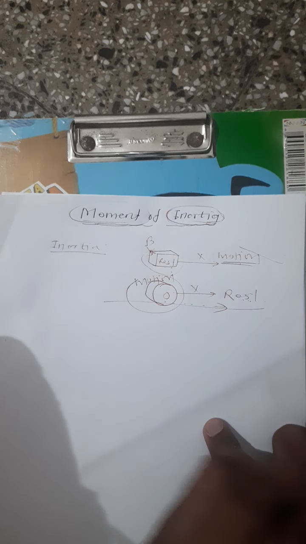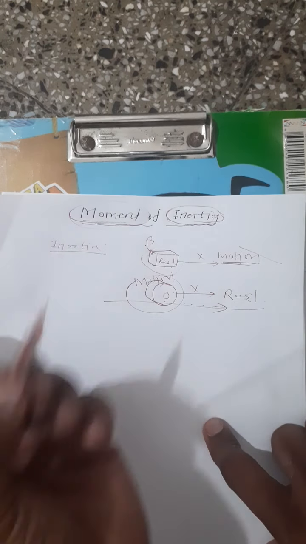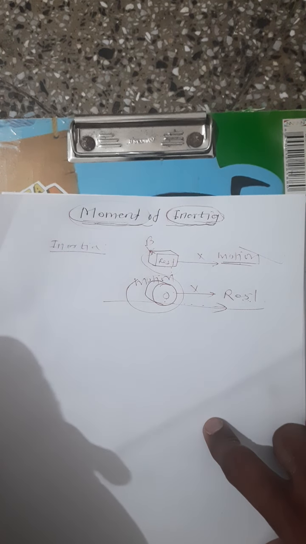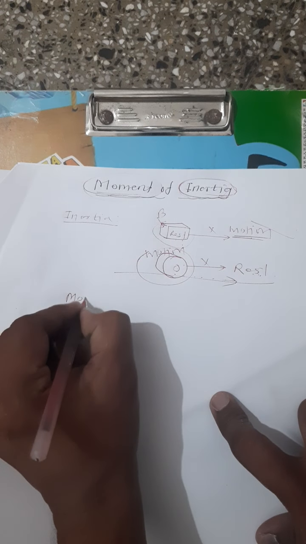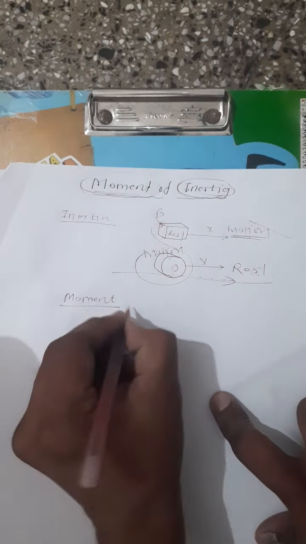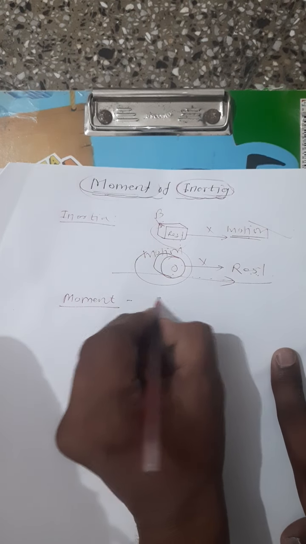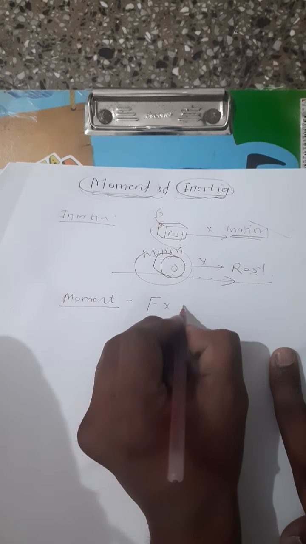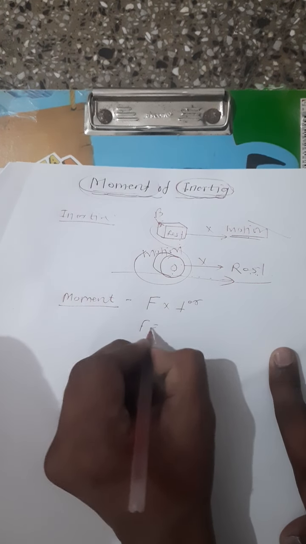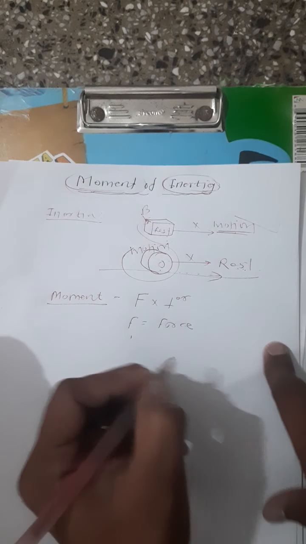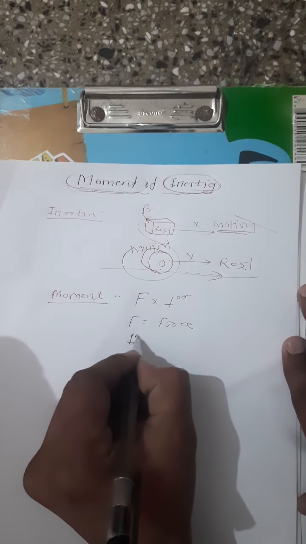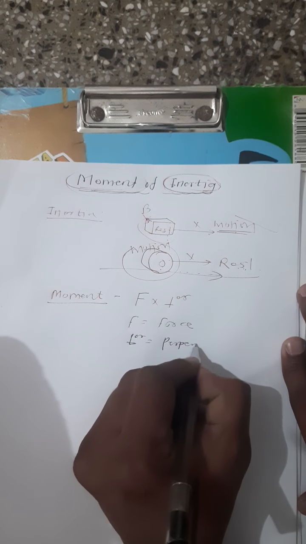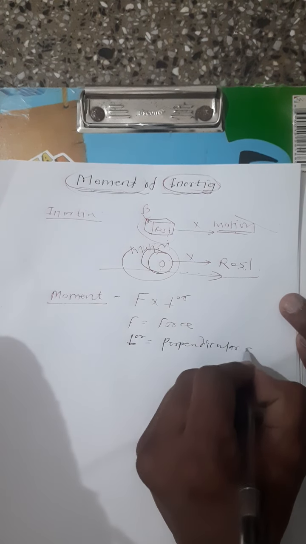So my dear students, next, what do we have? That is moment. Sorry, what is moment? You know very well, I think we learned it in our first semester in applied mechanics. So what is moment, my dear students? Moment means it is the product of force into perpendicular distance. So F for force, and this is the perpendicular distance.